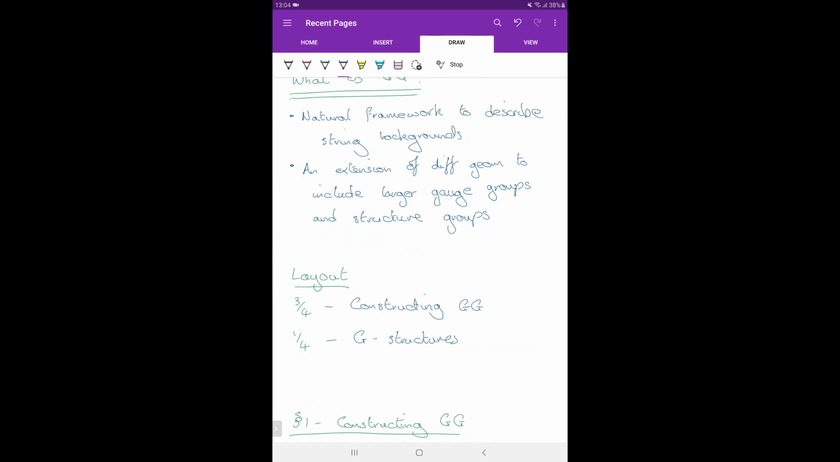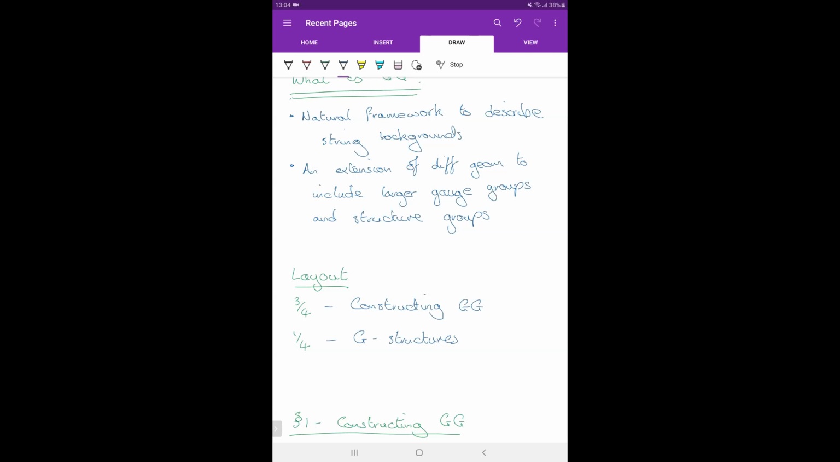The first chunk, which is going to be most of the talk, about 3/4 of it, will be just constructing generalized geometry. So we'll go through the ODD construction and the EDD construction. And the last quarter, I'll talk quickly about G-structures, and I'm just going to be firing facts at you quick and fast, basically. But I think it's important you see some examples of G-structures because they are often discussed in papers to do with generalized geometry.